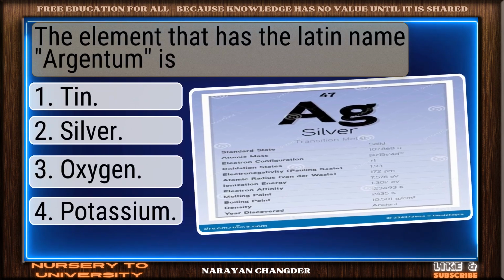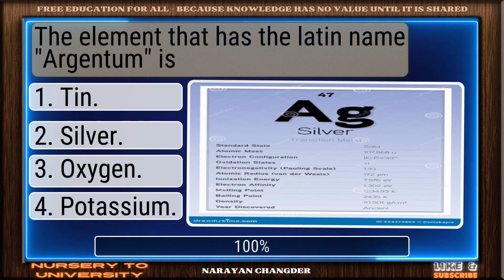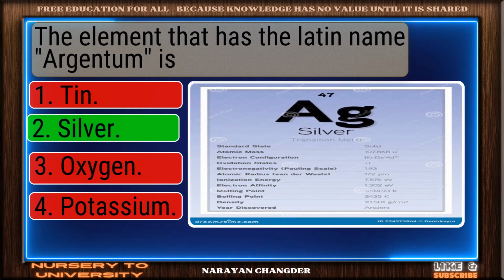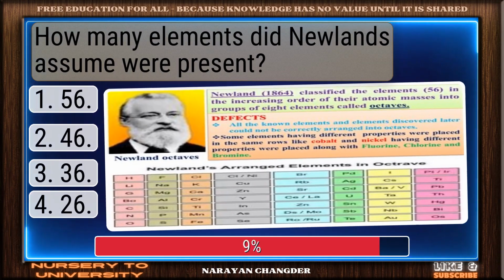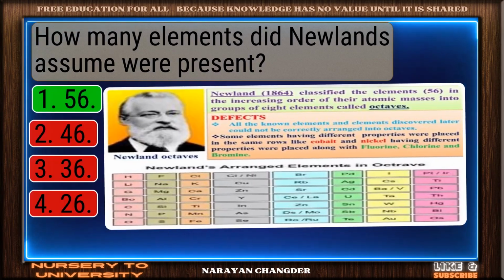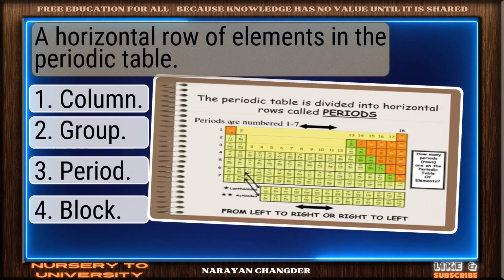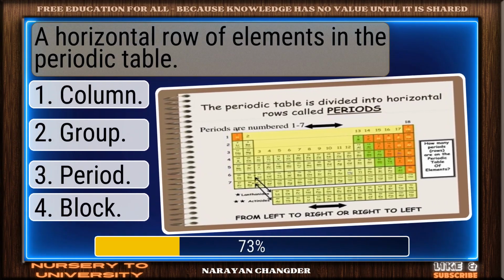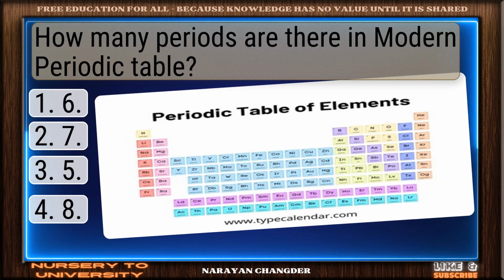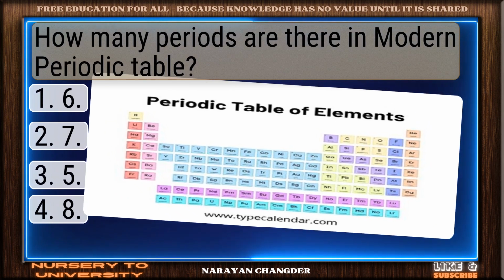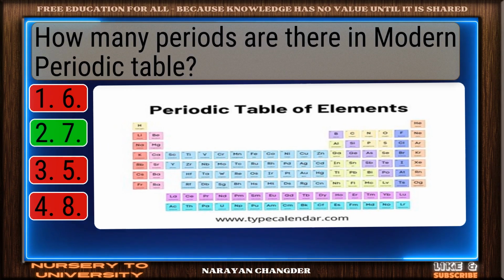The element that has the Latin name argentum is... Great job, silver is accurate. How many elements did Newlands assume were present? You chose 56, correct. A horizontal row of elements in the periodic table. Smart pick. Period is correct. How many periods are there in the modern periodic table? You're right. 7 is correct.